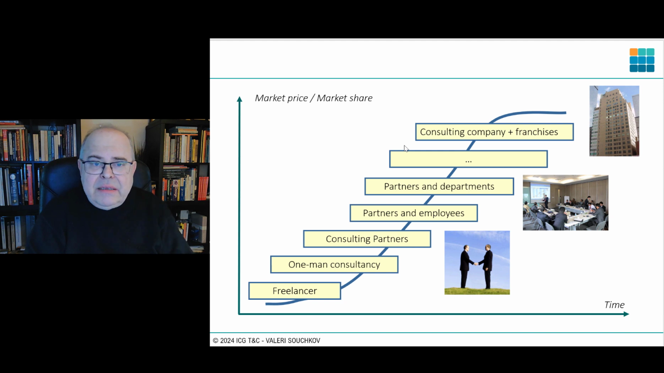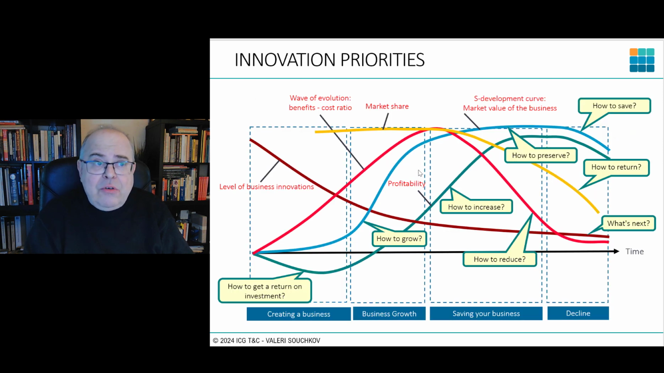Well, the declining stage is not shown on this picture, but you know from history that most of the biggest companies which existed in the world do not exist anymore because they were dissolved or bankrupted and so forth. However, I mentioned that there are more models of evolution which correlate with this S-curve. They are called innovation priorities.